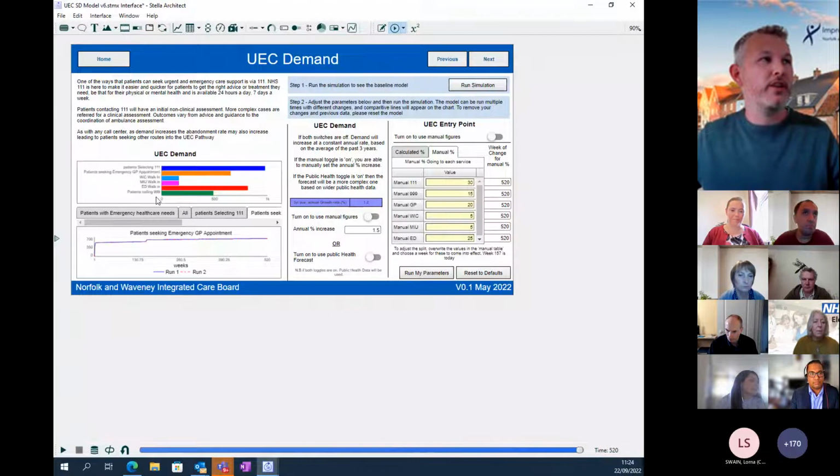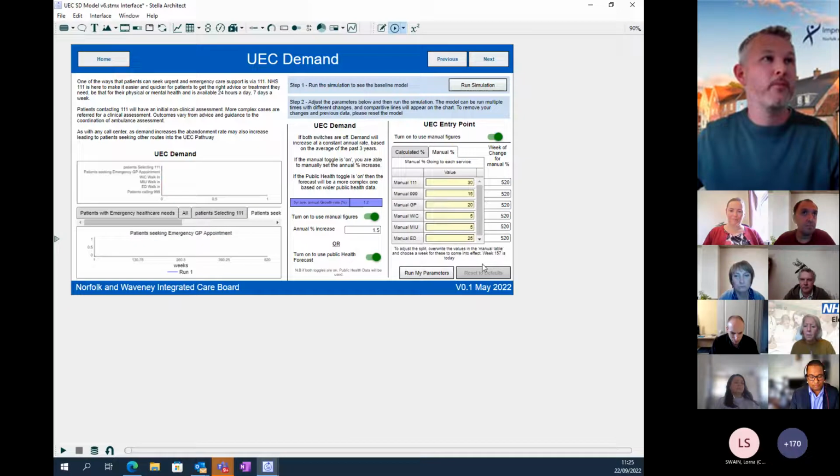And we can see on here there's a bar chart on the left-hand side, and this shows where people are choosing, so the different aspects of UEC that they're wanting to contact. So 111, GP appointments, etc. It gives us a flow across the 10-year period to show what's going on, and then some different configurabilities.